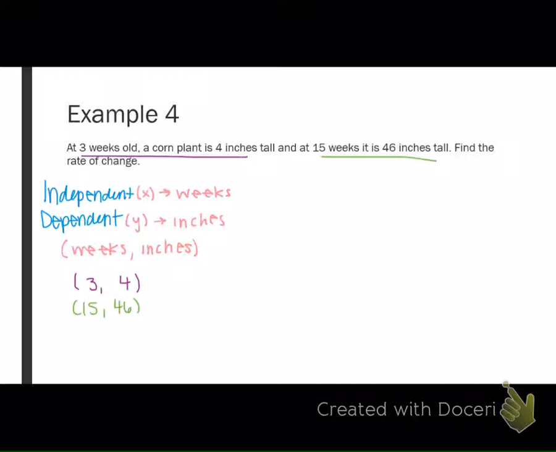So, then we do the change in Y over the change in X. Which for us, the Y is the inches, and the X is the week, so we're doing inches per week, right? So we do 46 minus 4 over 15 minus 3, which is 42 over 12. What is 42 divided by 12?